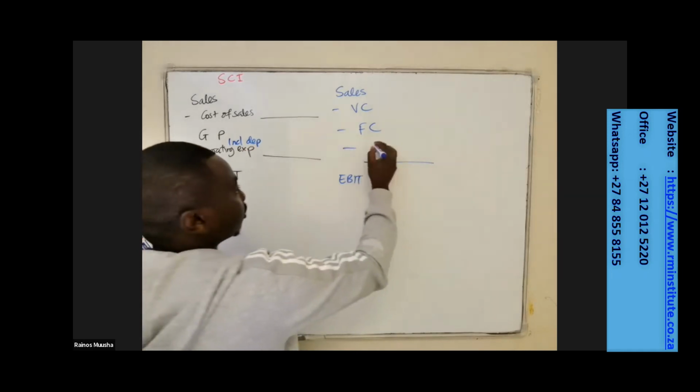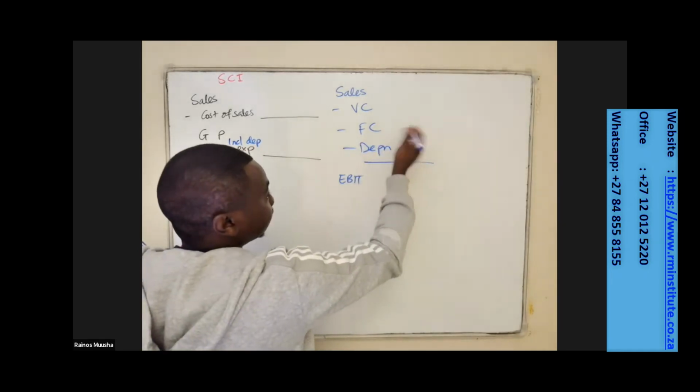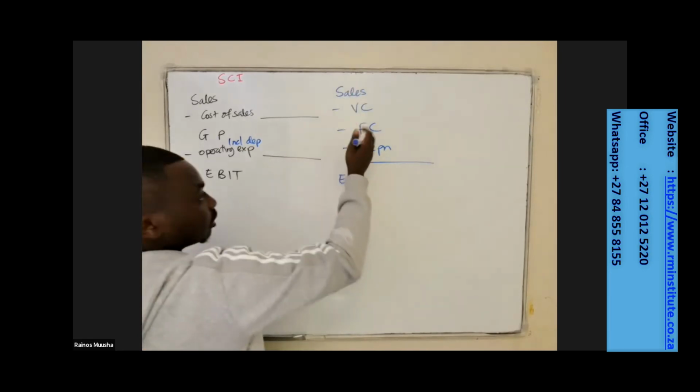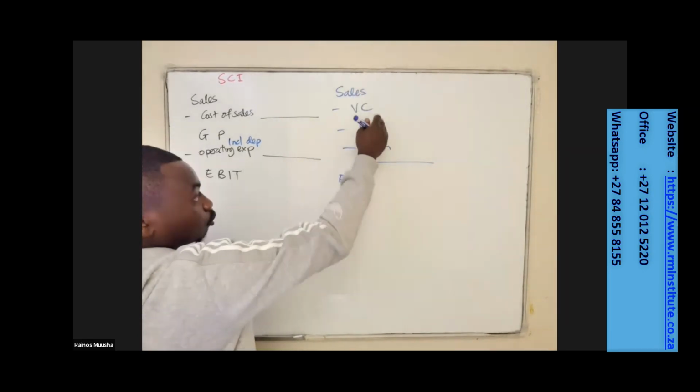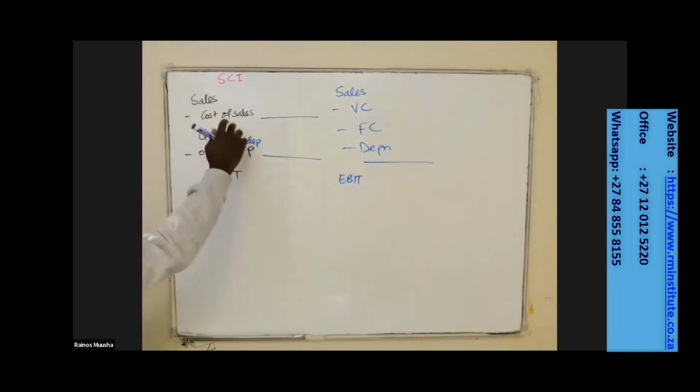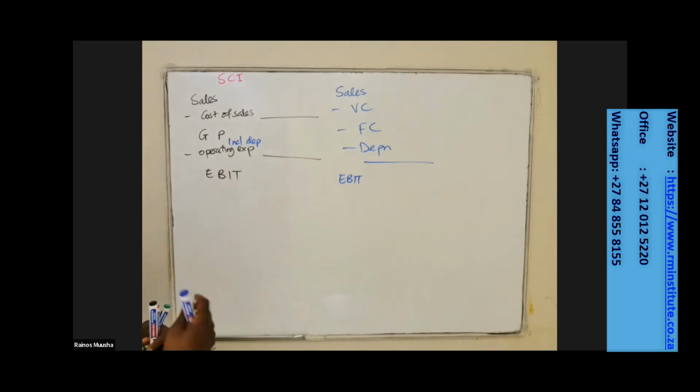So here we're going to say minus depreciation. If they mention depreciation separately, it basically means that you're going to say your variable cost minus fixed cost minus depreciation gives you your earnings before interest and tax. Sometimes they'll give you the figure of depreciation, and then you'll see exactly how much your operating expense is, but they will tell you whether the depreciation is being stated separately or included in the operating expenses as well. So this is how you're able to get the earnings before interest and tax.